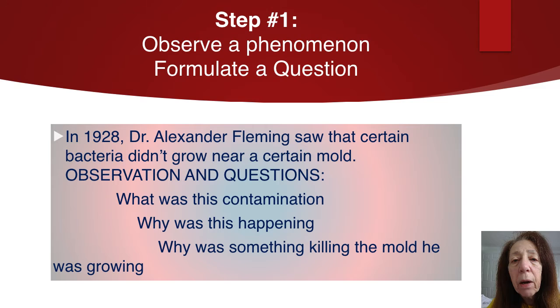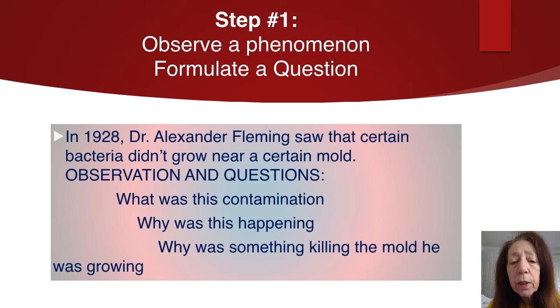I'm going to compare the scientific method with an experiment that actually happened. In step 1, we observe a phenomenon and then ask questions. Well, in 1928, there was a physician, Dr. Alexander Fleming. He had mold on bread, but in a particular area, he saw that a certain bacteria didn't grow.